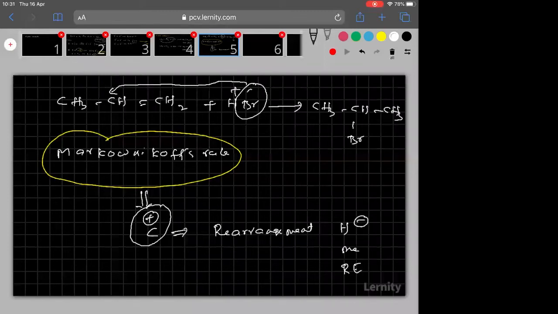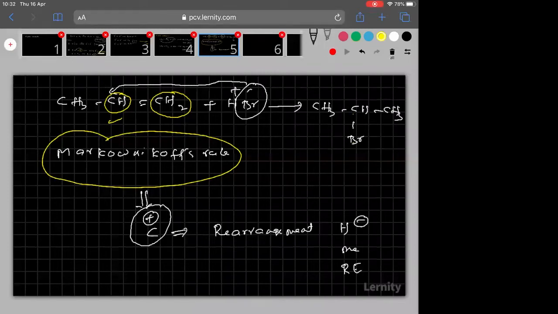The students are asking to explain Markovnikov's rule once again, sir. Yes, I will explain once again. See clearly. According to Markovnikov's rule, the negative part, that is Br minus, will be added to that double bonded carbon having fewer hydrogens. You see, this double bonded carbon has one hydrogen, and this double bonded carbon has two hydrogens. So where fewer are there, here only. Therefore, bromine is added to this carbon only. Hope it is clear to you.